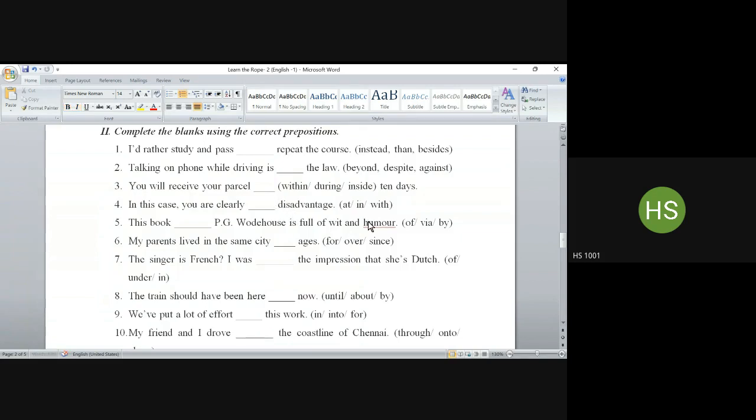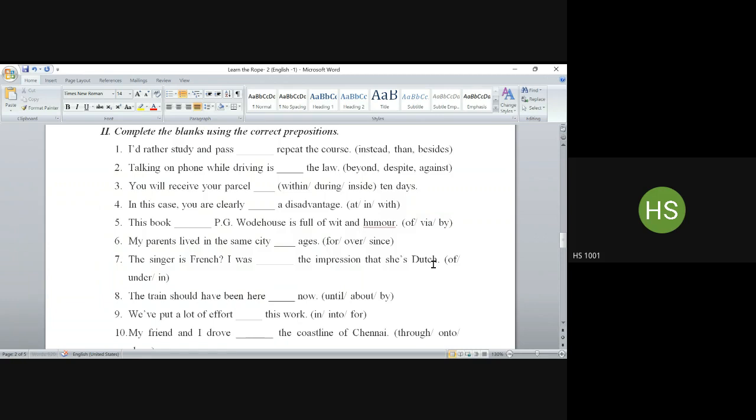Wait a minute. No, actually that's okay. You are clearly at a disadvantage, not in a disadvantage. A lot of people have a tendency to use Indian constructions like this: in this case, you're clearly in a disadvantage. That's wrong. You're clearly at a disadvantage.